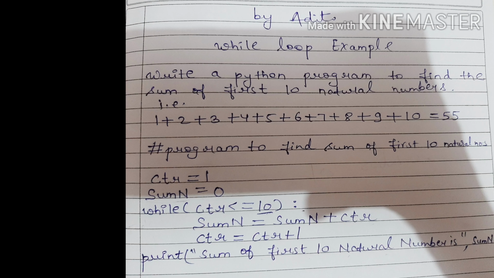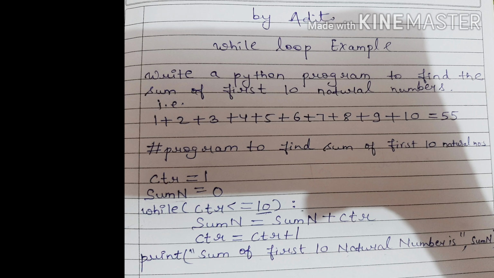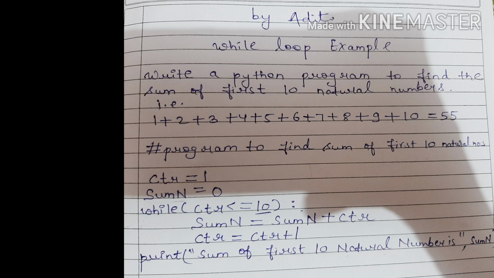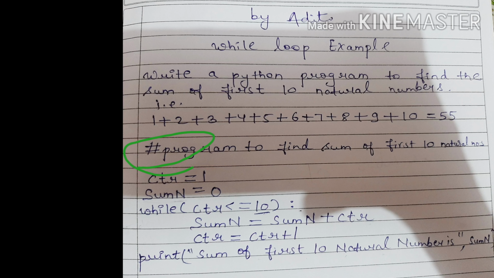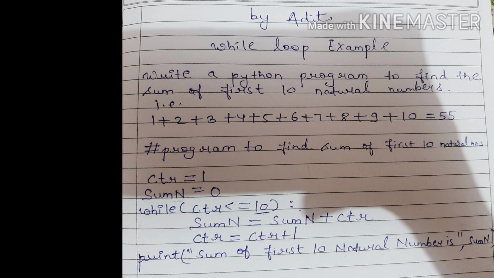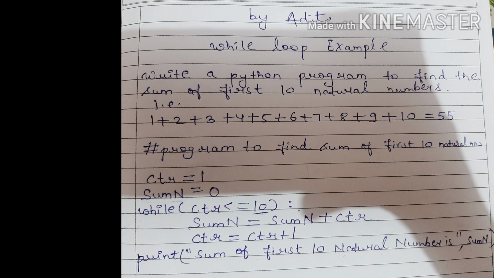In this tutorial, I will teach you how to find the sum of first n natural numbers in Python using a while loop. This line in the coding is a comment. It always begins with a hash symbol. It does not print the output on the output screen. It is just displayed to provide extra information.